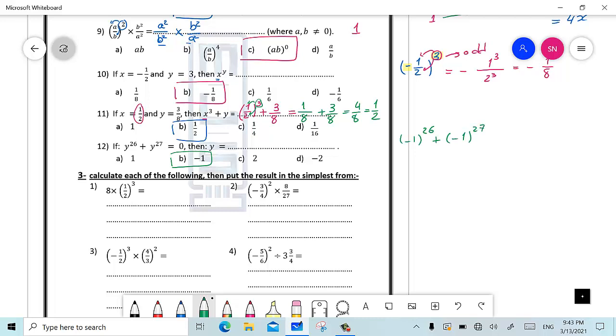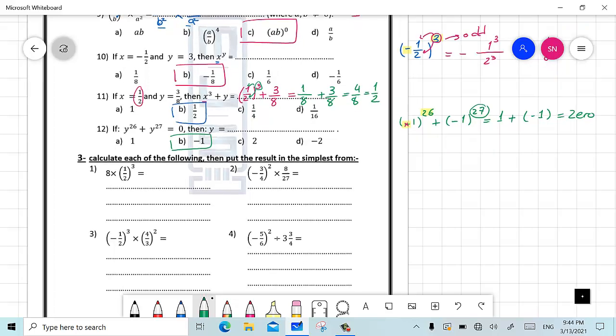the power of 27, again I have a negative number, so I'm going to look at the powers. The power here is an even number, so this is going to equal 1. The negative sign is going to be cancelled because I have an even power. Plus, and I go now for the other one, negative 1 to the power of 27. It's an odd number, so the negative sign is going to remain as it is. 1 plus negative 1 is equal to 0. So my correct answer here is negative 1. Hope it's clear now, Prep 1. And let's go for question number 3.